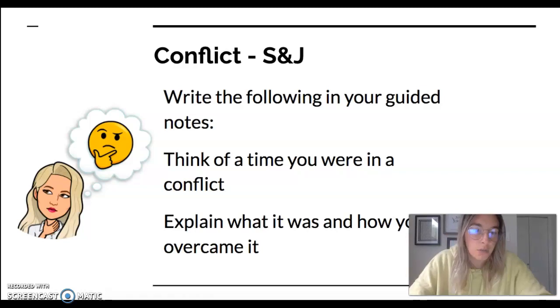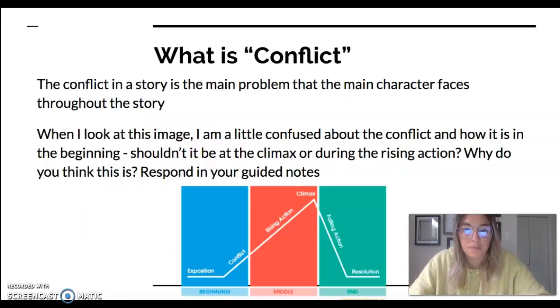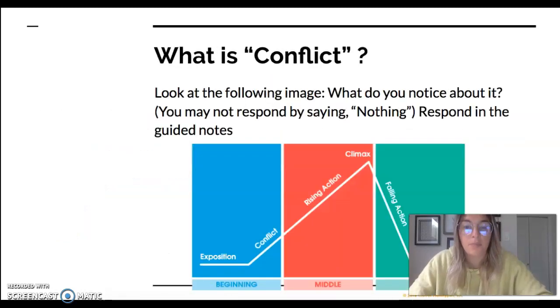And please don't ever tell me that you were never in a conflict in your life, because there are multiple different kinds of conflicts, and I'm sure that you can think of one. Okay. So what is conflict? Before we even get started, I'm going to ask that you look at the following image and tell me what you notice about it. You are going to respond to this in your guided notes.